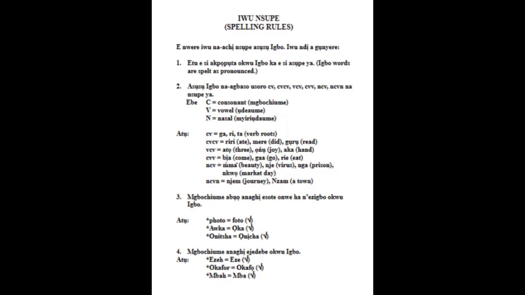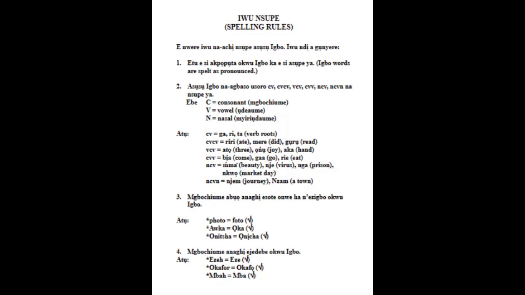We'll still come to that. Anyways, so in Igbo spelling, a consonant comes before a vowel, or a vowel before a consonant, or a nasal, nyirodaume, before a consonant or after a vowel. Okay, let's see the examples.